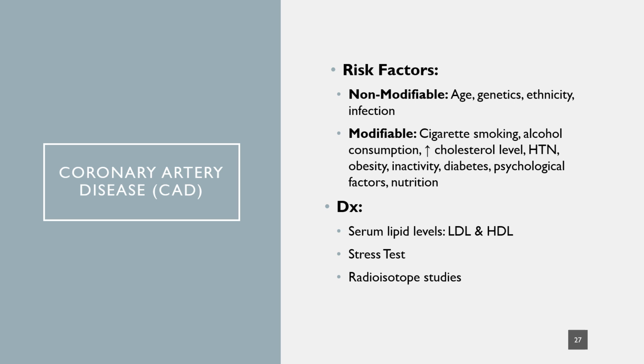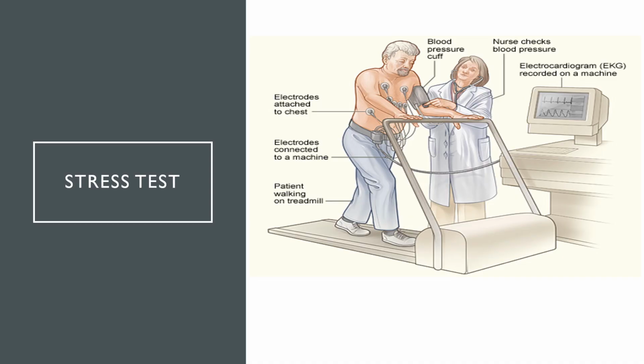Radioisotope studies are used to determine myocardial perfusion, or the blood flow to the heart muscle, and involve injecting a radioactive tracer for blood flow visualization. It identifies areas of reduced blood flow, indicating potential ischemia or infarction. The test described here is a stress test, also known as an exercise stress test or cardiac stress test. It is used in medicine and cardiology to assess the heart's response to external stress, typically induced by exercise in a controlled clinical environment.